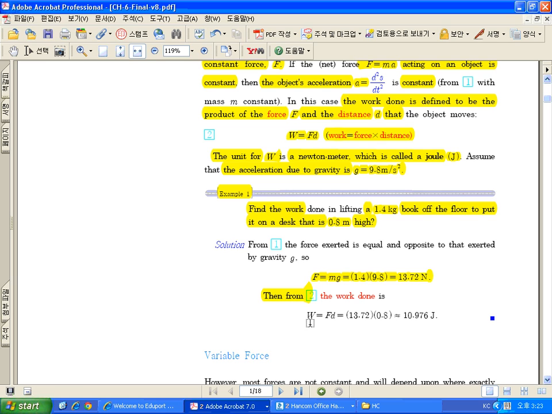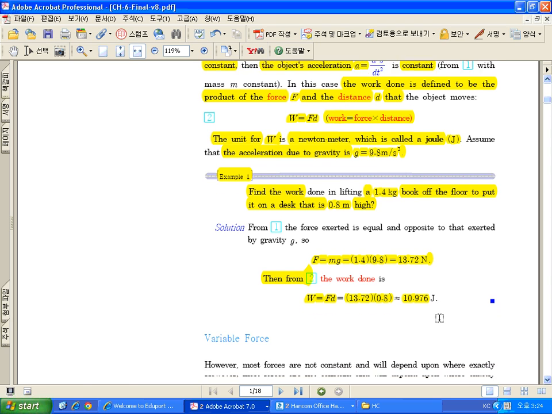Okay, we are looking for work, which is F times d. Since F was found as 13.72, and the distance moved is 0.8 meter, we multiply 13.72 and 0.8, which is approximately 10.976 joules. So that's the work which is needed to do the task.